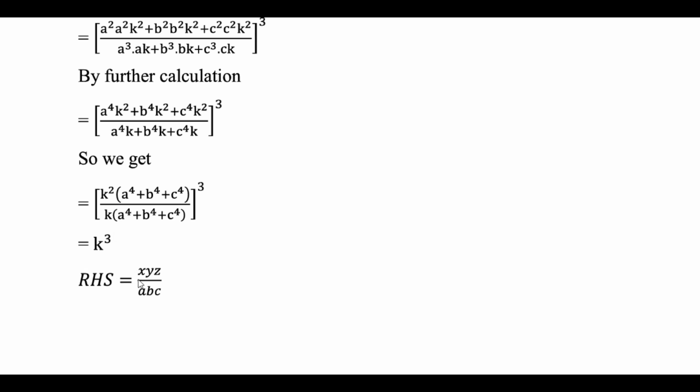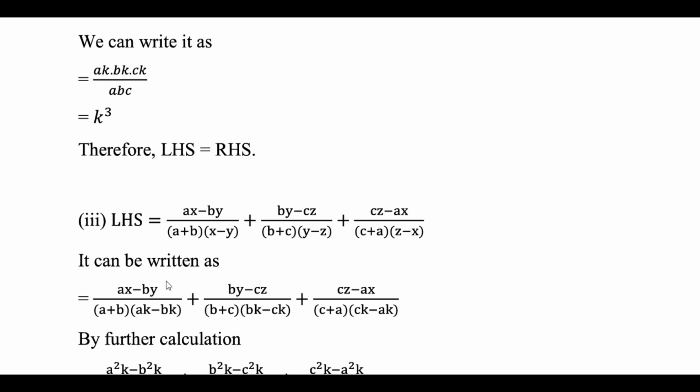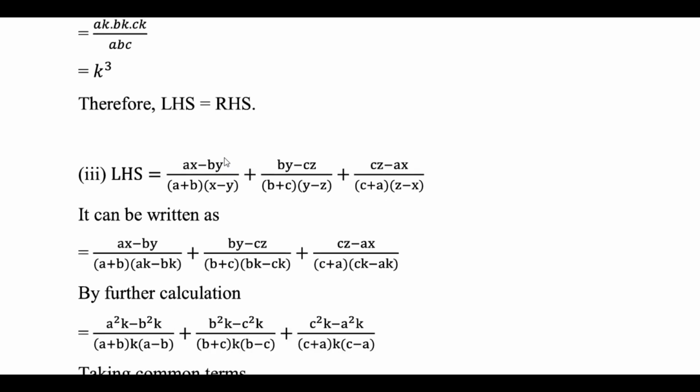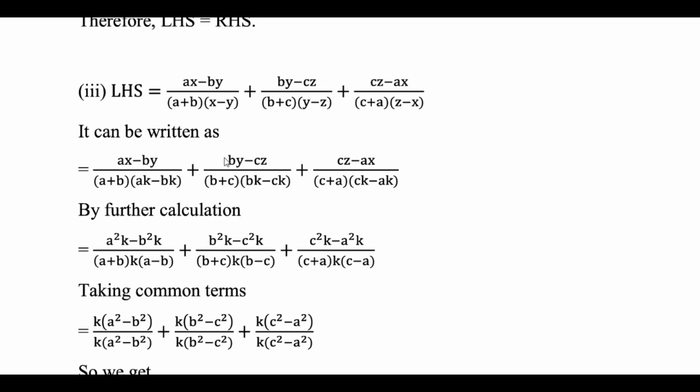Come to the right hand side, xyz divided by abc. So put x as ak, y as bk, and z as ck, divided by abc. So abc will be struck out, only k will remain. So ultimately left hand side will be equal to right hand side. Okay, come to the next problem.